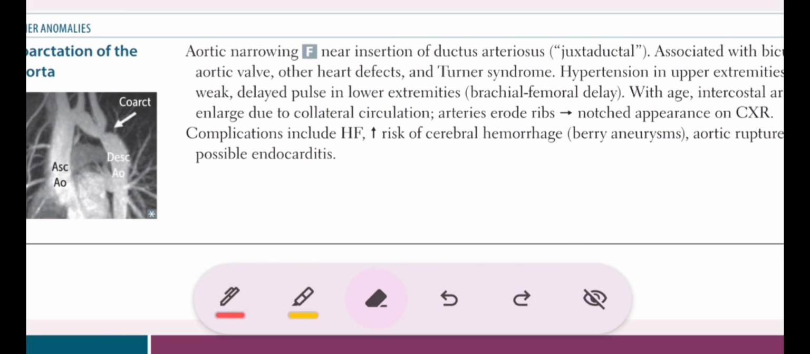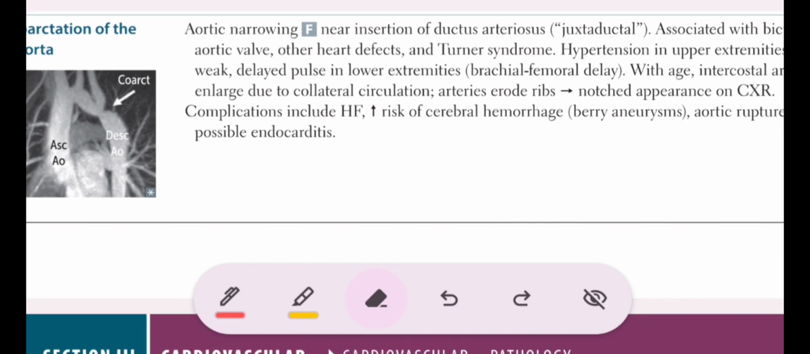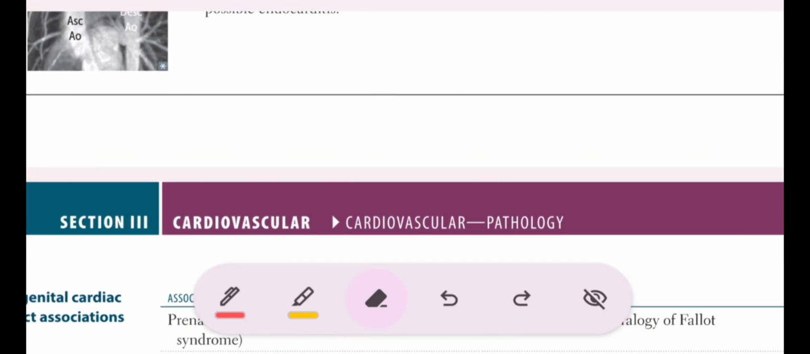With age, there is intercostal artery enlargement due to collateral circulation, and these arteries can erode the ribs, and this can give the notched appearance on chest X-ray. The complications of coarctation of the aorta include heart failure, increased risk of cerebral hemorrhage, that is berry aneurysms, aortic rupture, and possible endocarditis.